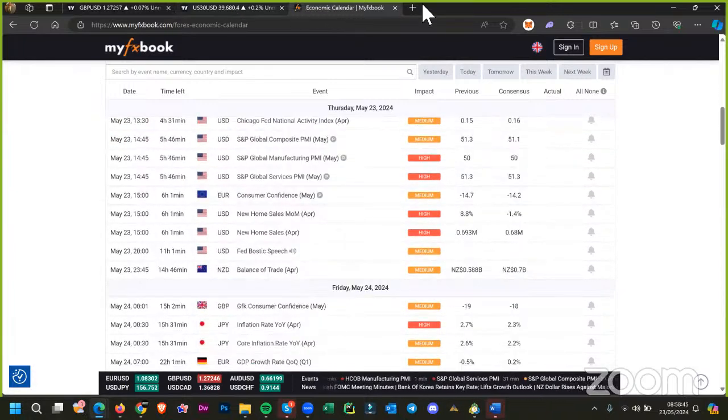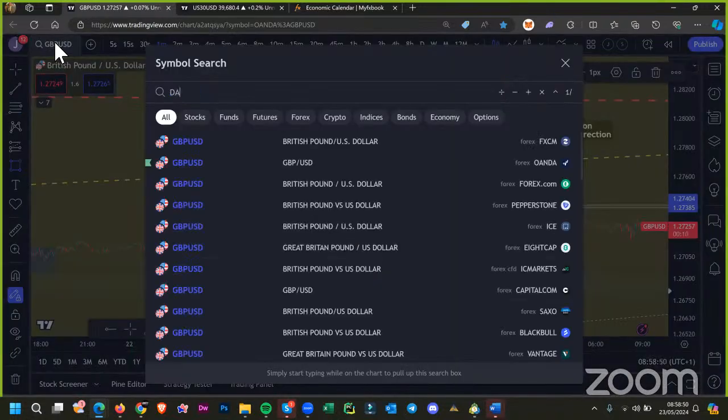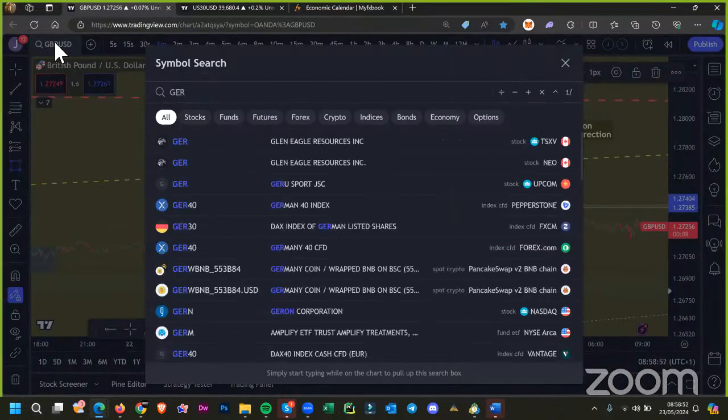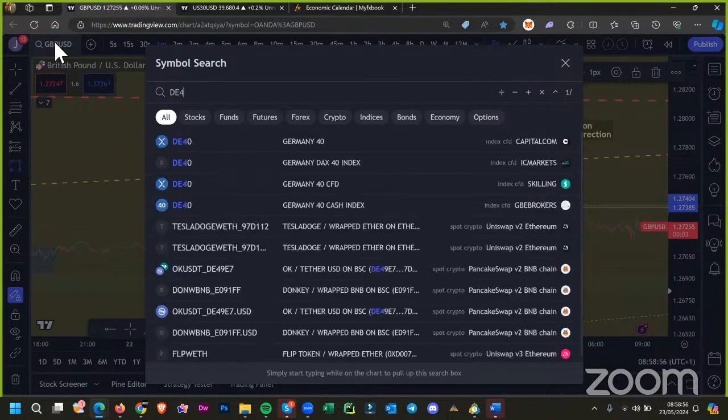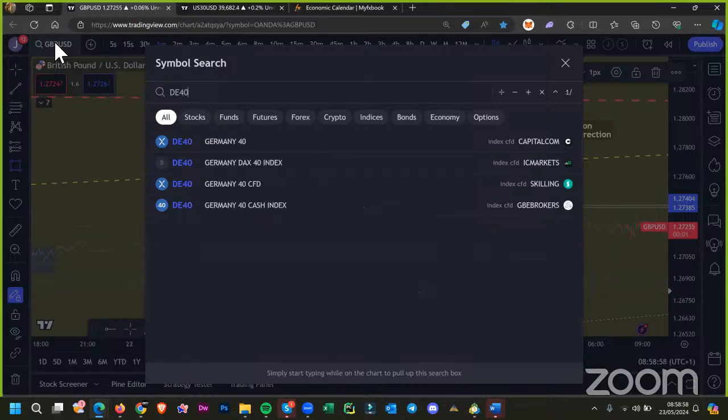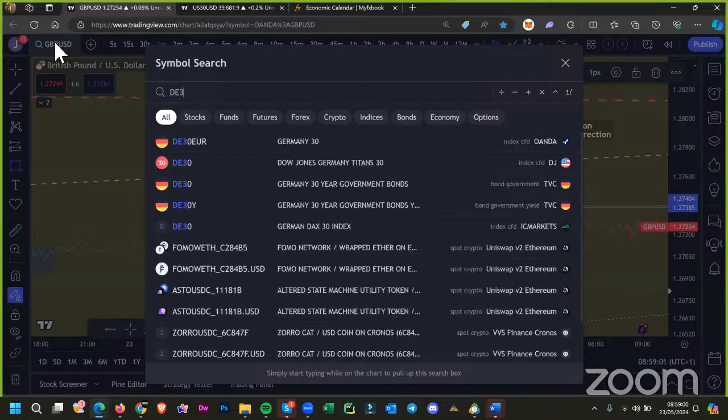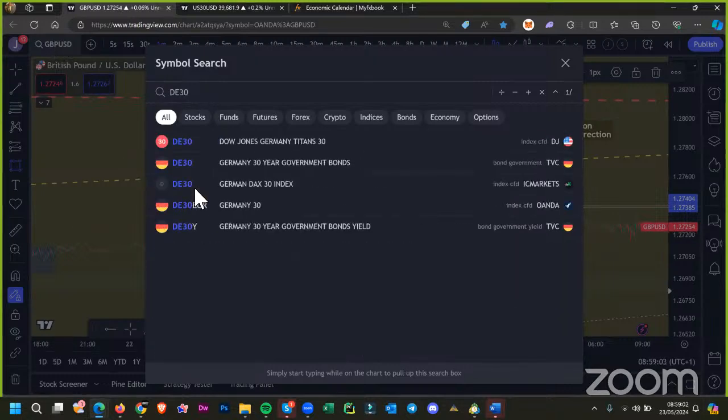Let's go and have a look at the Euro real quick. Let's go look at DAX. Yeah, Euro's coming out. Let's go have a look at DAX. All right, GER 30 or GER 40, depending on which you're looking at, or DE 40, depending on what pair. They're all the same. 30 also, the one I'm looking for, this one here.